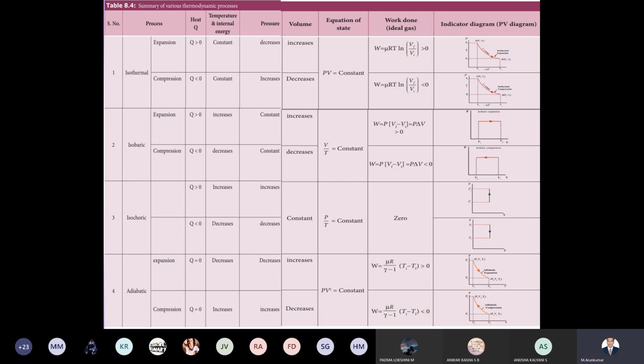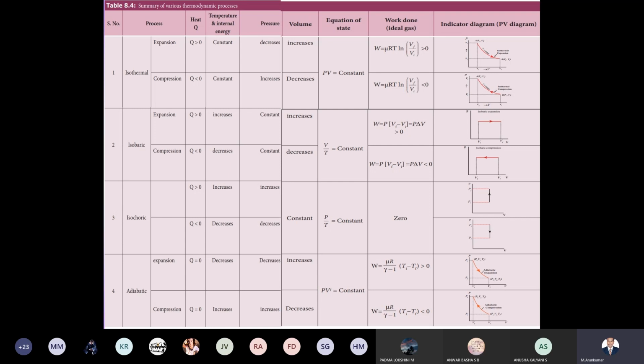Then the volume will be constant in the isochoric process. Here also, during expansion we will increase the volume. During compression we will decrease the volume. But during isothermal expansion, the temperature will be constant. But in isobaric expansion, the temperature or internal energy of the system will increase. During isobaric compression, the temperature or internal energy of the system will decrease.